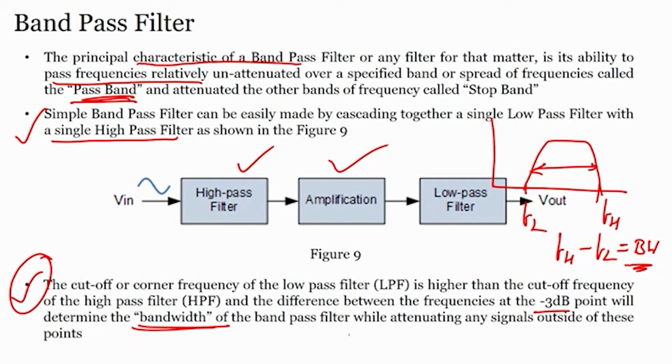So, what is written will determine bandwidth of band pass filter while attenuating any signal outside these points. Any signal outside these points means with this point and this point, no signal here can be allowed, only this particular signal between this point and this point are allowed.